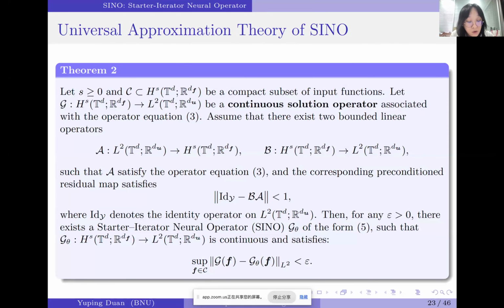We also studied the approximation property of SINO. Under the assumptions shown here, the theorem states that SINO can approximate the target continuous solution operator arbitrarily well on a compact set. The main point here is that the starter iterator decomposition does not remove the basic approximation capability of the neural operator. Here, I will not go into the proof.